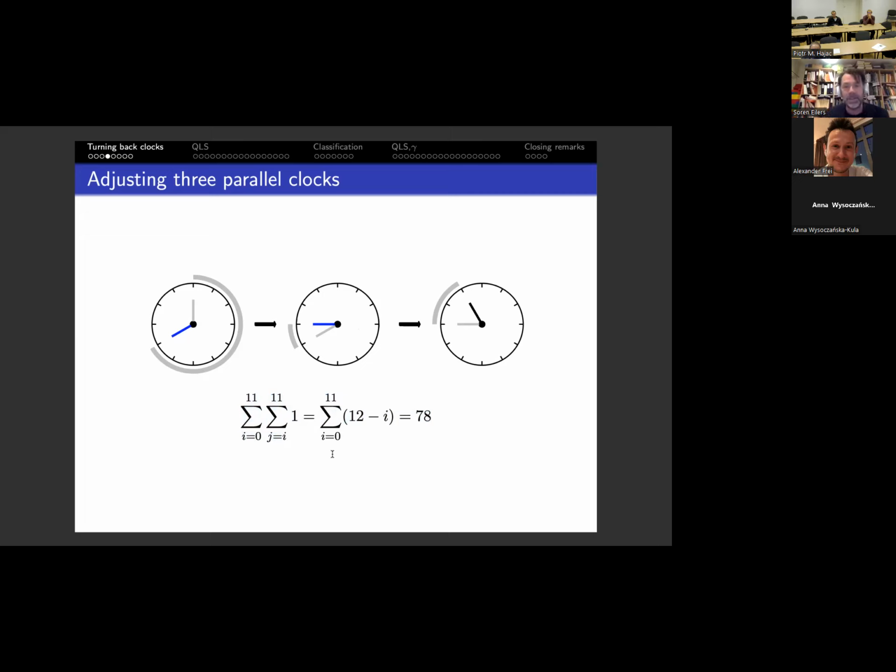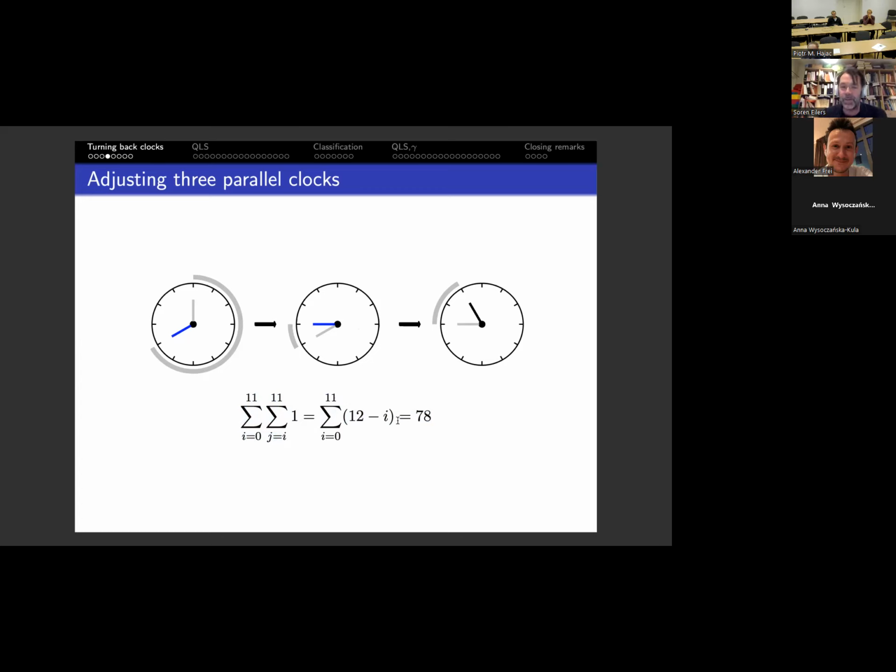And of course, I can write this as the sum for I equals 0 to 11 of 12 minus I, right? Because the inner sum, I just need to count how many ones there are. And the number of ones is 11 minus I plus 1, right? So it's 12 minus I.